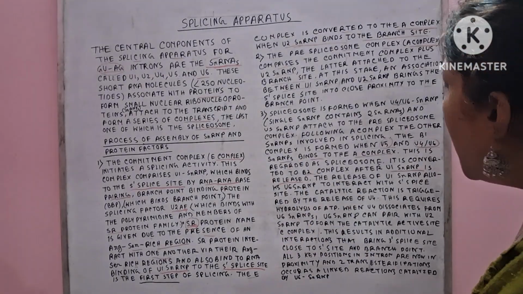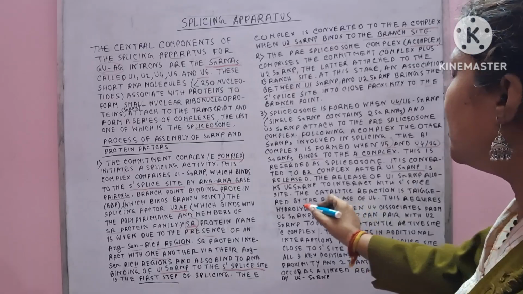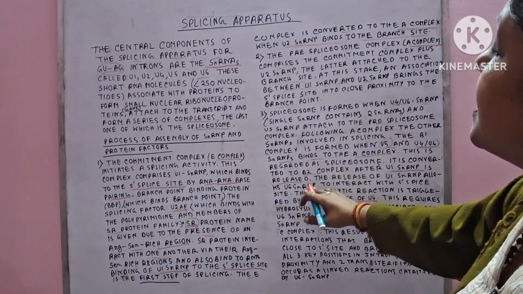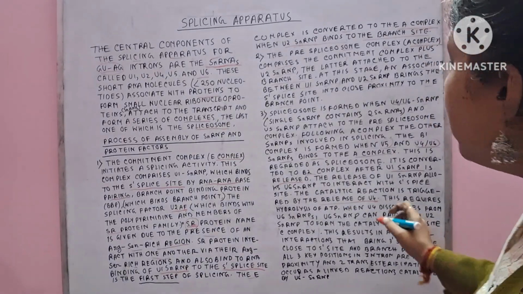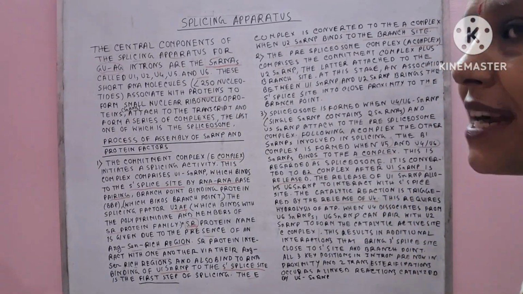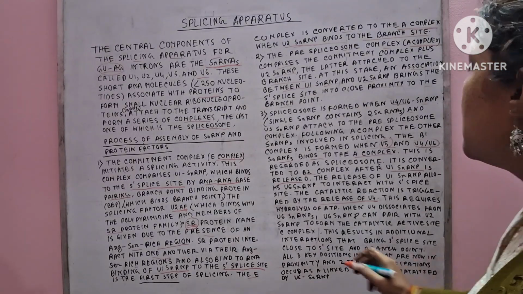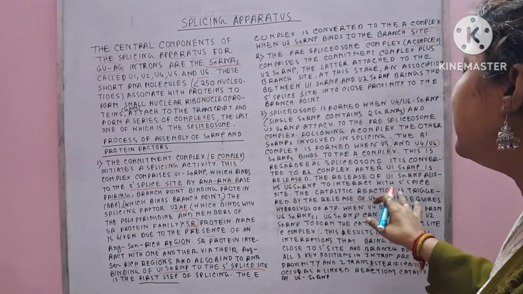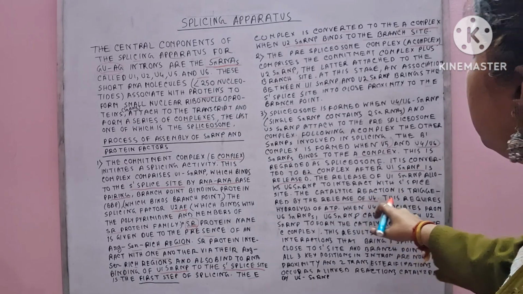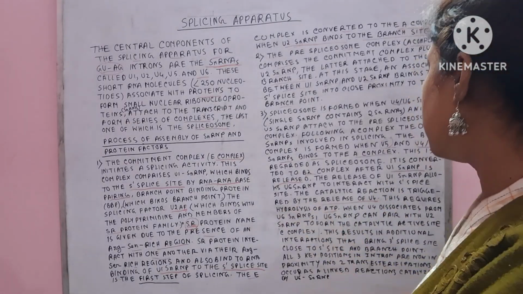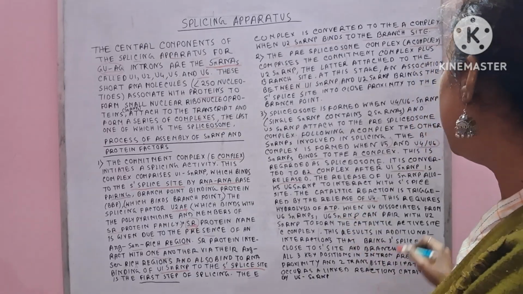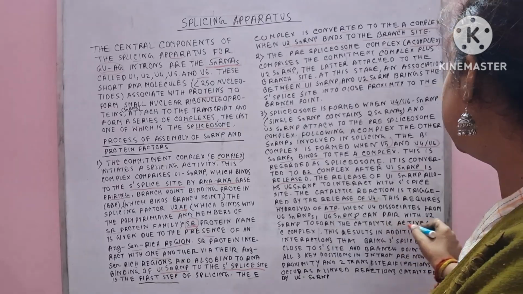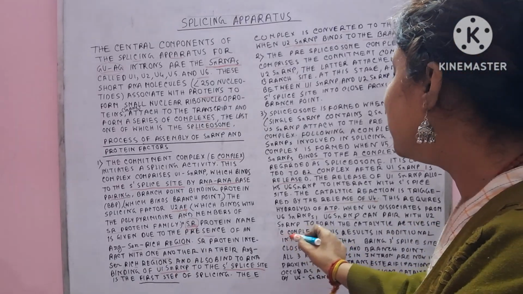Clear? And this reaction is triggered by the release of U4. Obviously, when U6 tries to bind with this, U4 must be released from that region. Clear? And this requires hydrolysis of ATP. That means energy is also required for the release of U4. When U4 dissociates from U6, then U6 snRNP can pair with the U2 snRNP to form the catalytic active site, the C complex.